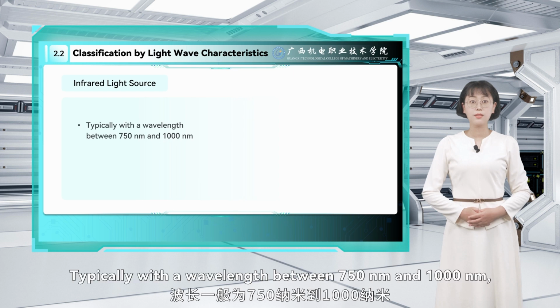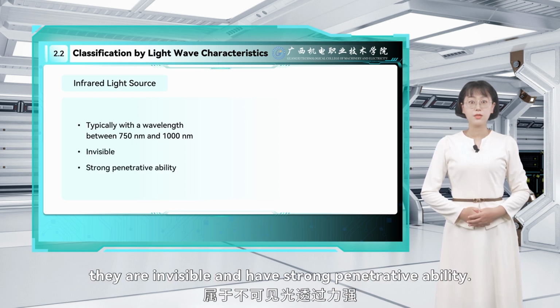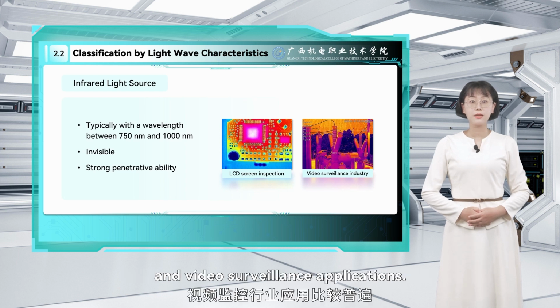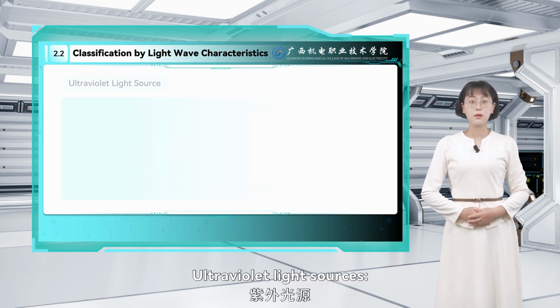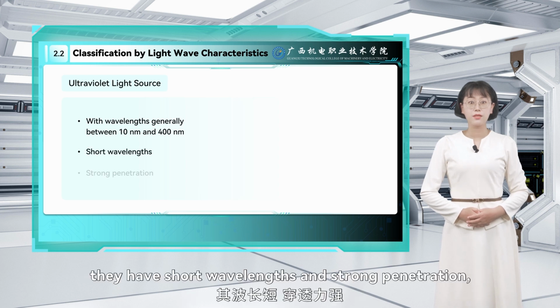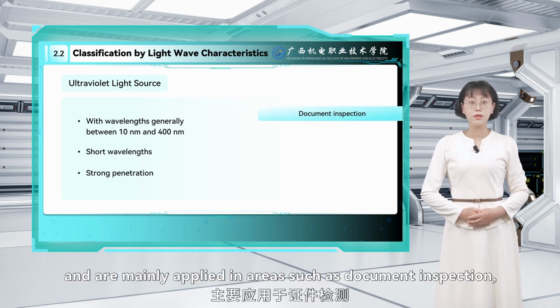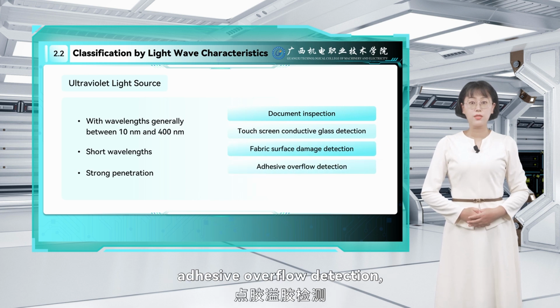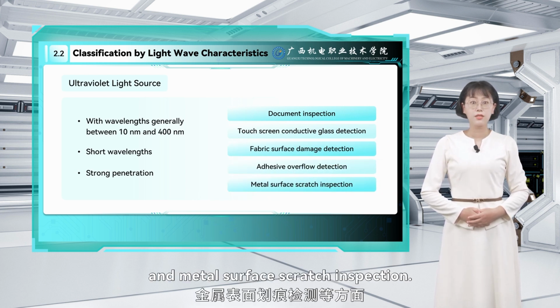Infrared light sources. Typically with a wavelength between 750 nanometers and 1000 nanometers. They are invisible and have strong penetrative ability. Infrared light sources are commonly used in LCD screen inspection and video surveillance applications. Ultraviolet light sources. With wavelengths generally between 10 nanometers and 400 nanometers. They have short wavelengths and strong penetration, and are mainly applied in areas such as document inspection, touch screen conductive glass detection, fabric surface damage detection, adhesive overflow detection, and metal surface scratch inspection.